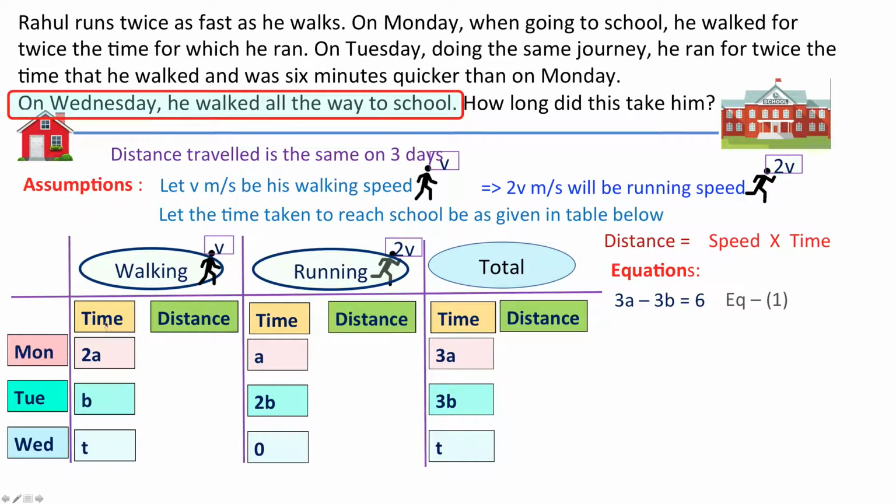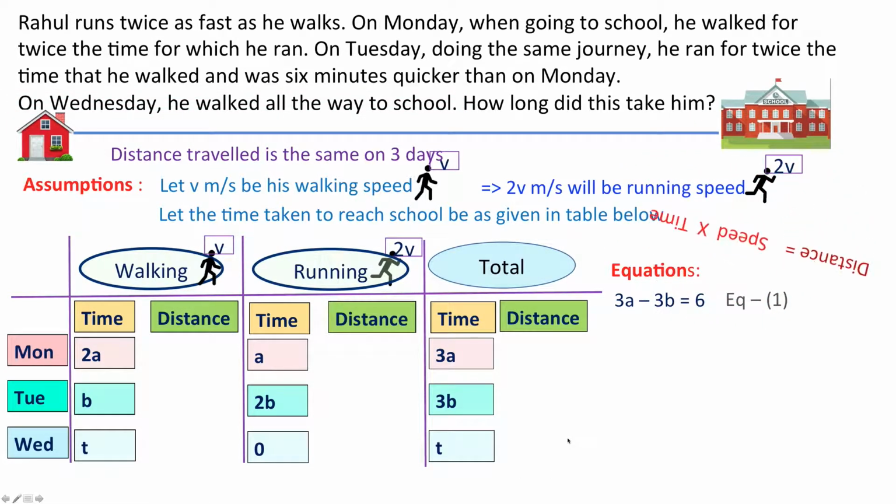We have taken care of all the time components. Now let's look at the distance component. In order to fill in the distance component, we have to use the only piece of theory that you need to know for solving this problem, and that is that distance is speed times time.